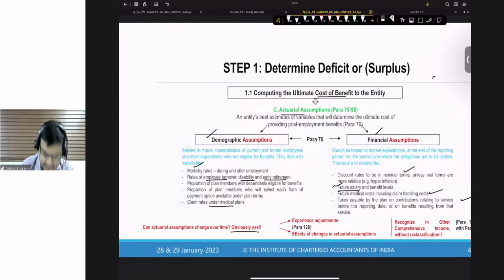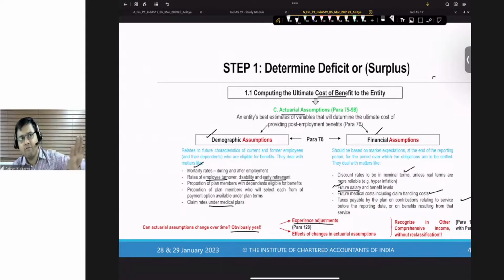So basically it's divided into two things. One is experience adjustments and the other is effects of changes in actuarial assumptions. So experience adjustment means as and when you get new information, new data, these data will start impacting your assumptions. And when these impact your assumptions, the ultimate impact is going to be on the liability that you are recognizing.